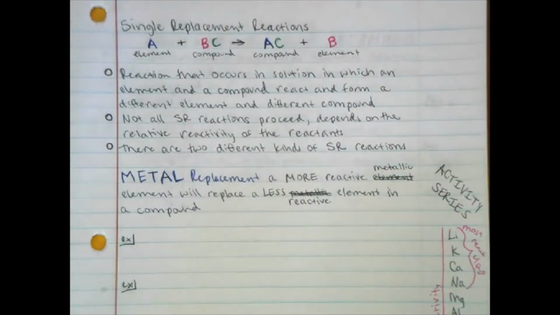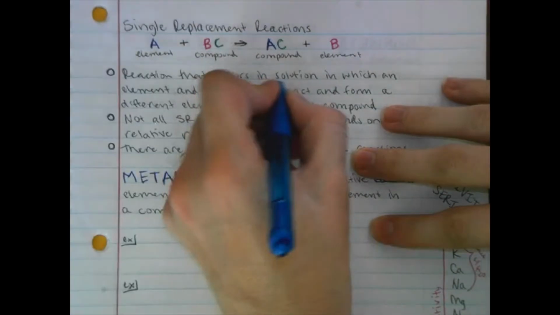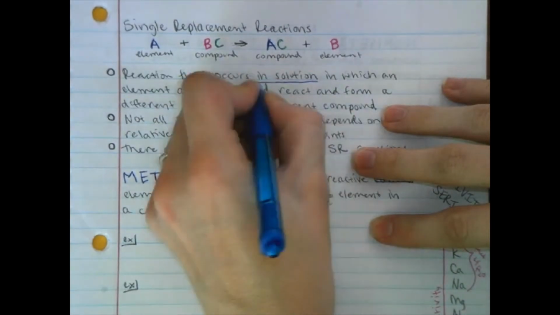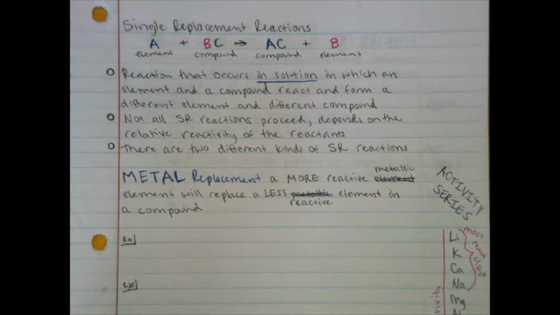Some important things to know about single replacement reactions. They occur in solution, which means typically you're going to have a big old beaker of water and your chemicals are going to be dissolved. The reason we do single replacement and double replacement reactions in solution is because solution chemistry is faster. When ions are dissolved, they can move quicker. The chemistry itself will happen faster. So you're going to see a lot of aqueous phases, whereas before with combustion, synthesis, and decomposition, we did not see that.